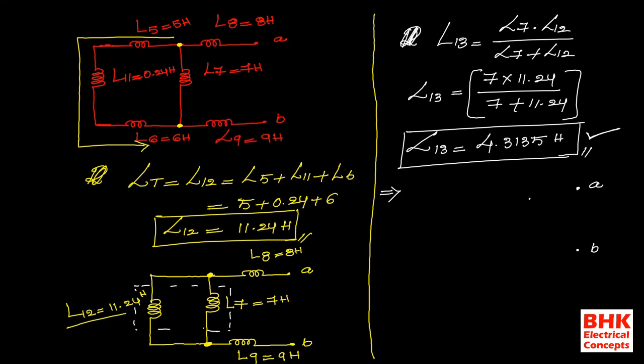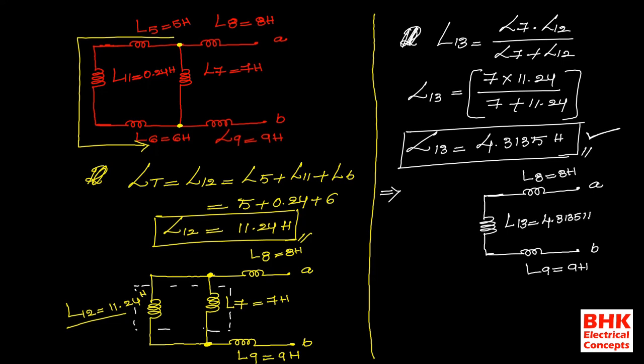So terminal A and terminal B. Here this one is L8, so L8 is equal to 8 henries, and here L9 is equal to 9 henries, and here for the parallel combination of L7 and L12, we got the value L13 is equal to 4.3135. Now I am substituting this value instead of the parallel combination of L7 and L12. So L13 is equal to 4.3135 henries. Clear?